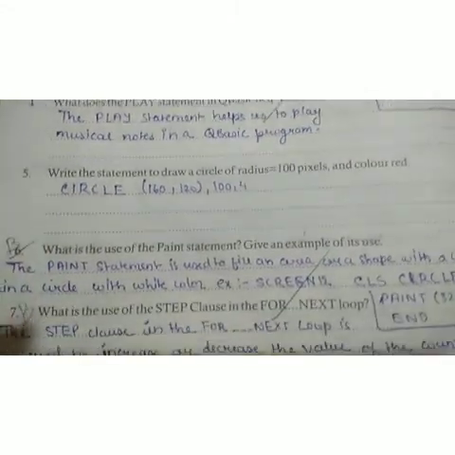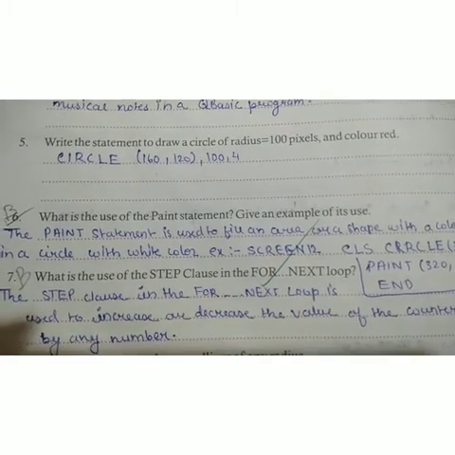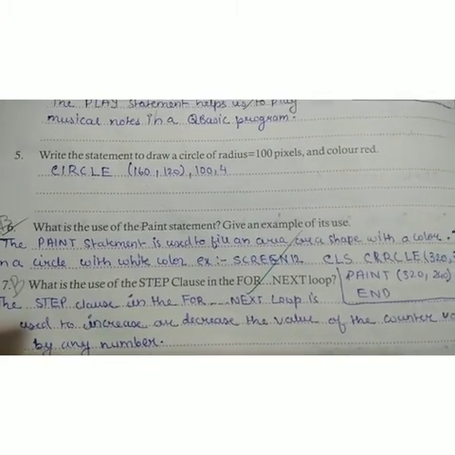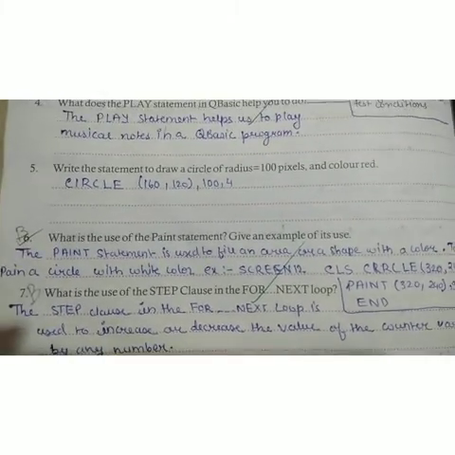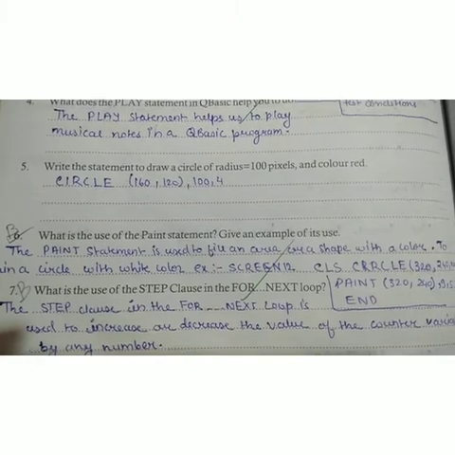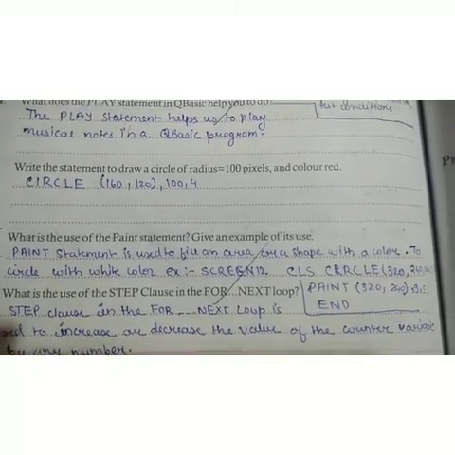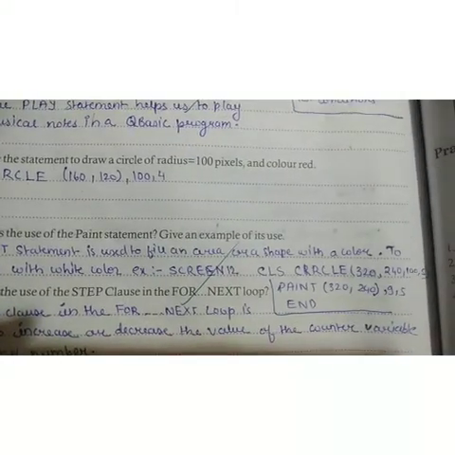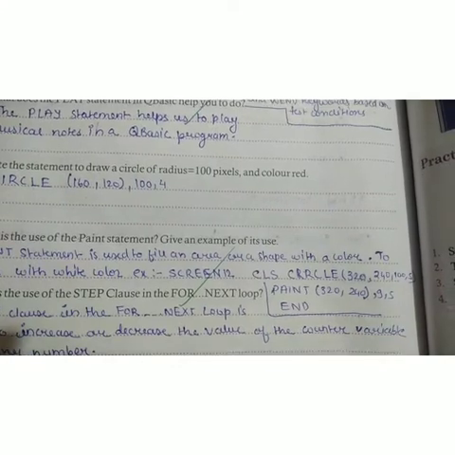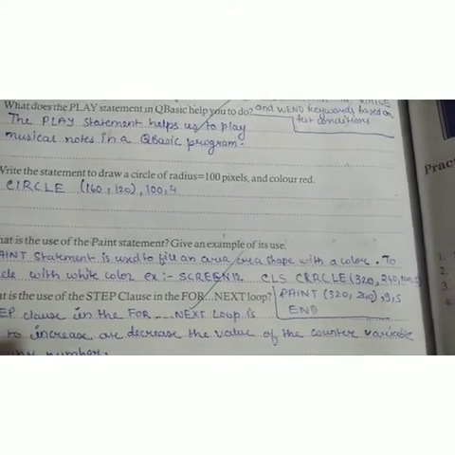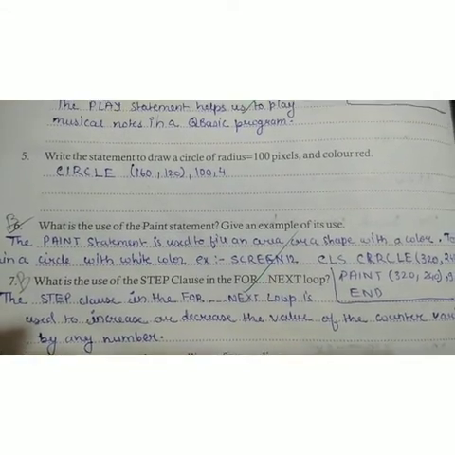Now sixth, what is the use of the PAINT statement? Give an example of its use. The PAINT statement is used to fill an area or a shape with a color. Example, to paint a circle with white color: SCREEN, CLS, CIRCLE (320,240), 100, 5, then PAINT (320,220), 9, 5, then END the program.